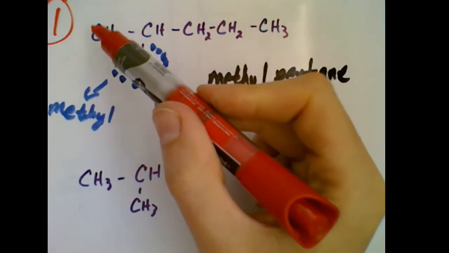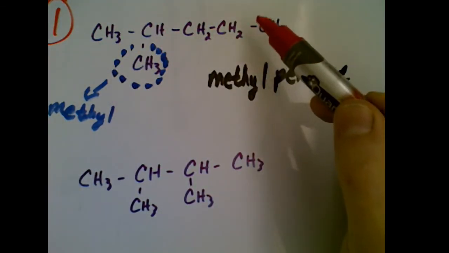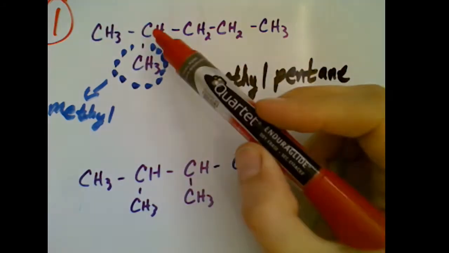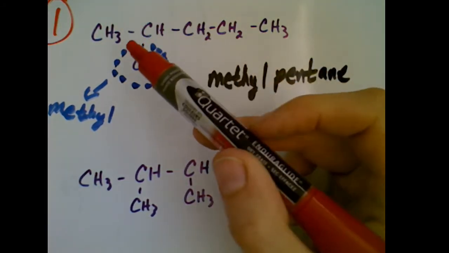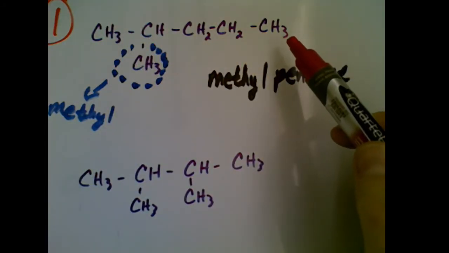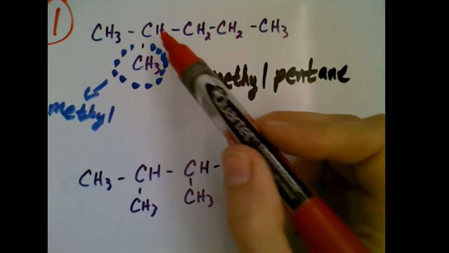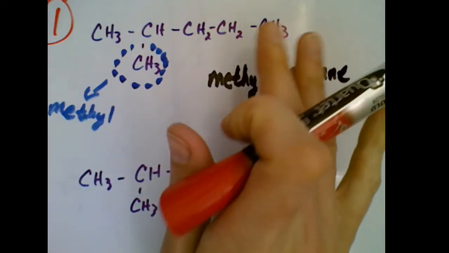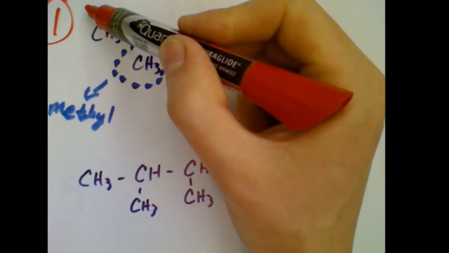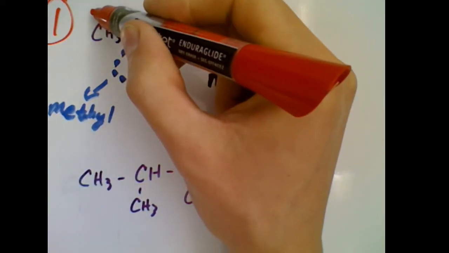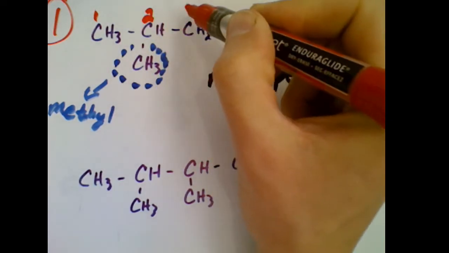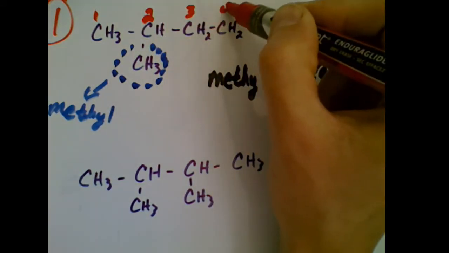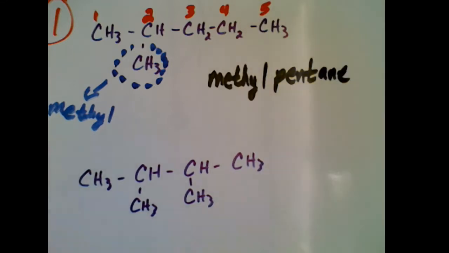When you number it, you always number the longest chain. You have to start on one end. You can't start in the middle. And then you count across in order to get the lowest number that you possibly can. Now, it's kind of simple here, but I'm going to show you in both directions. So we can make this carbon number 1, this carbon number 2, 3, 4, and 5.